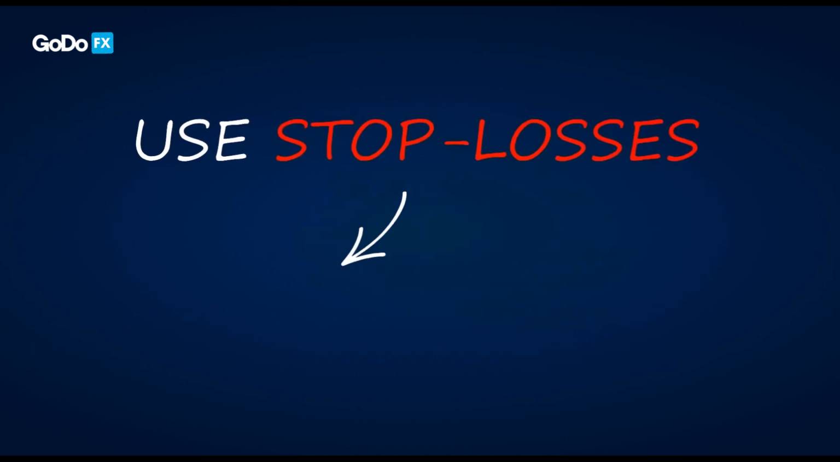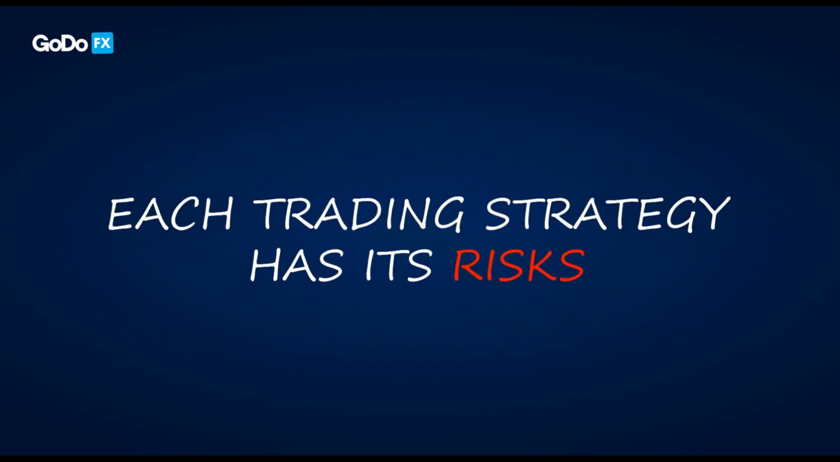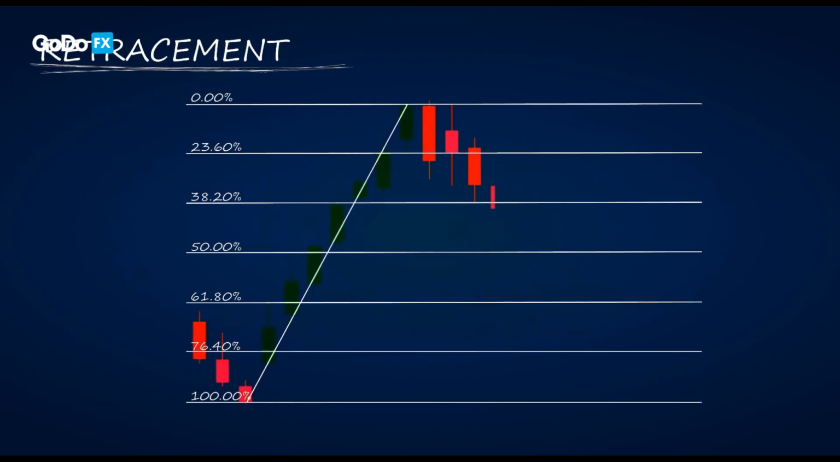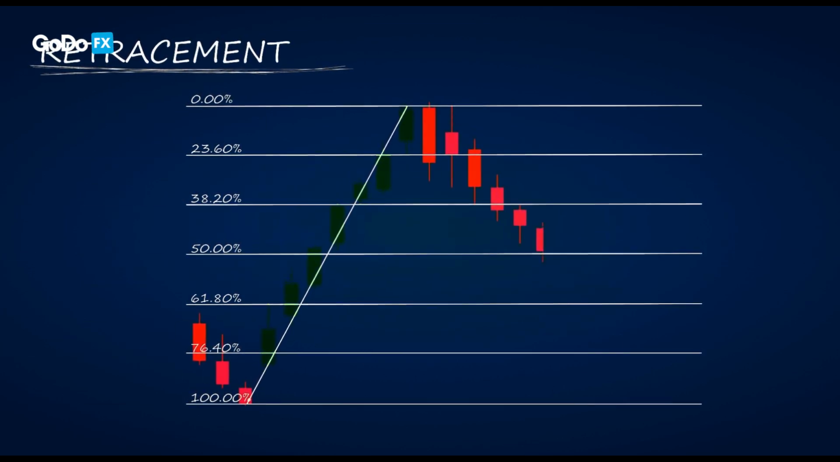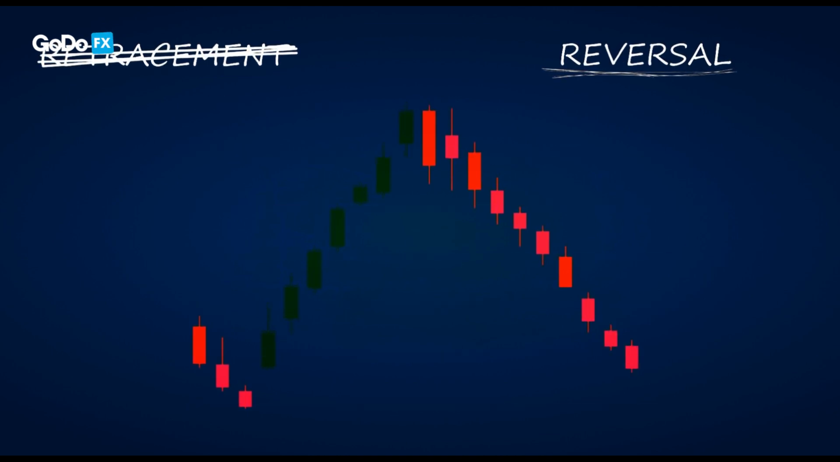They can be placed above or below the last retracement level. What to watch out for? Each strategy has its risks. When trading retracements, make sure that it is a temporary reversal and not a new move in the opposite direction. This would essentially be a reversal, not a retracement, and would incur a loss for the trader who's placing orders with the original move.